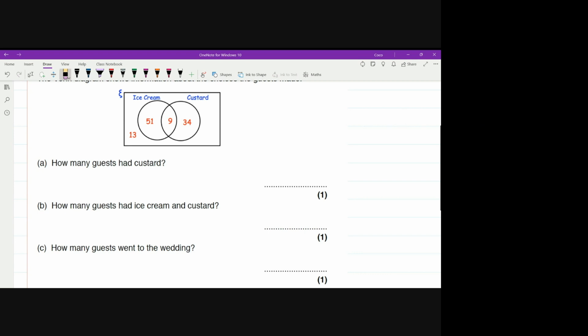Amanda, there's a difference. If I said ice cream, you need to count everyone in the ice cream circle, everyone. But if I said ice cream only, I can't count this person because this person has had both ice cream and custard. So now I ask you guys, how many people had custard only? Custard only.